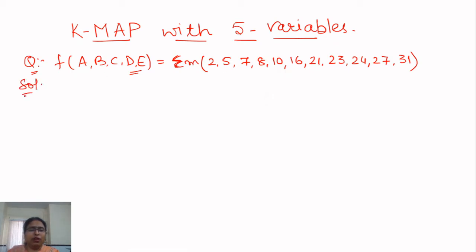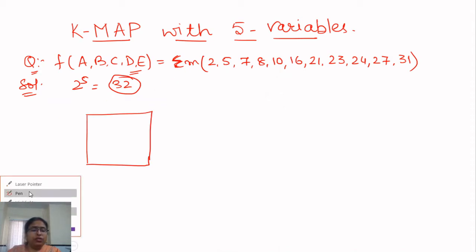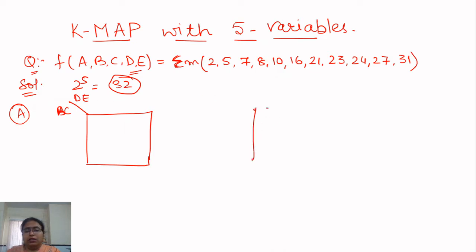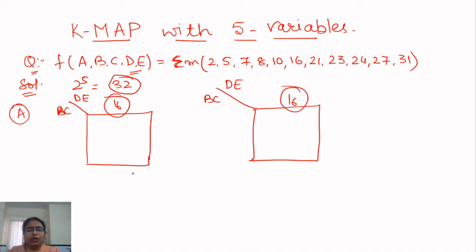As you can see, we are given 5 variables, so the maximum number of terms can be 32, and the cells of the K-maps will be 32. We take 16 cells, or 2 K-maps with 4 variables. A we take common to both, B, C, D, E, and again B, C, D, E. 16 cells of this K-map and 16 cells of this K-map total constitute 32 cells.